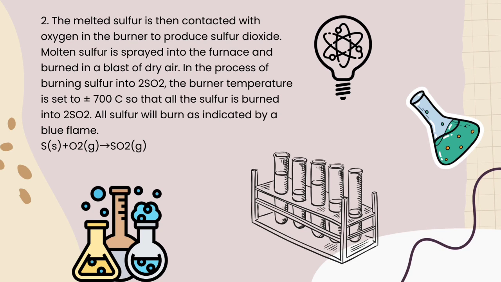The second process is the melted sulfur. Sulfur is then contacted with oxygen in the burner to produce sulfur dioxide. Molten sulfur is sprayed into the furnace and burned with a blast of dry air. In the process of burning sulfur into sulfur dioxide, the burning temperature is set to more or less 700 Celsius, so that all the sulfur is burned into sulfur dioxide. All sulfur will burn, which is indicated by a blue flame.